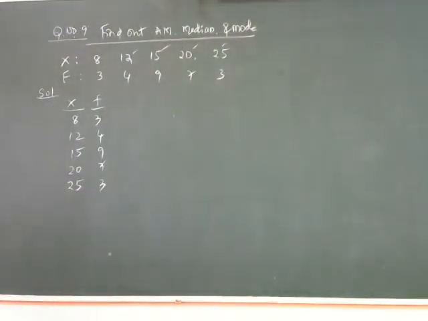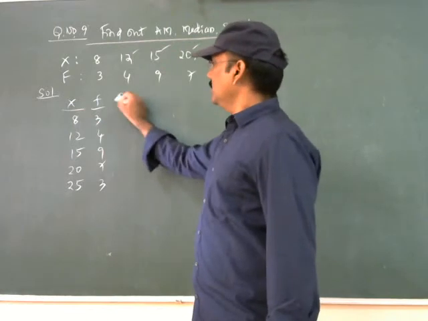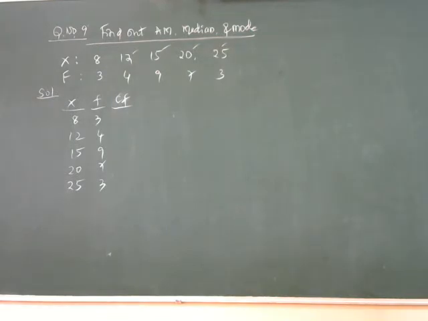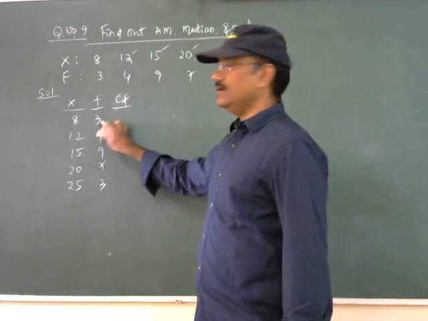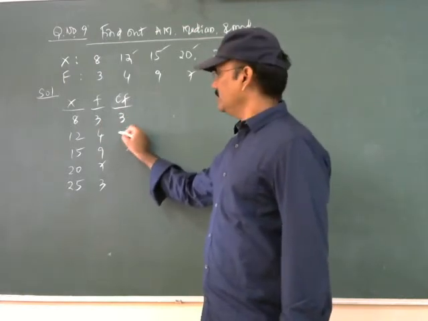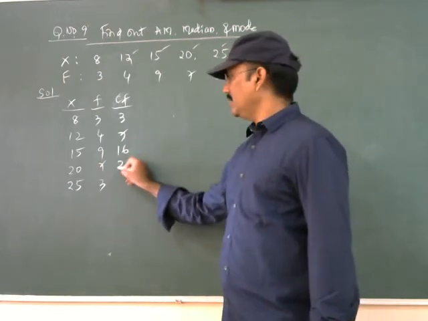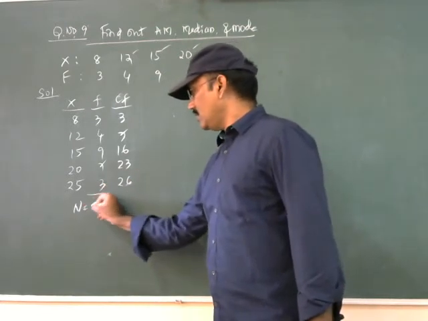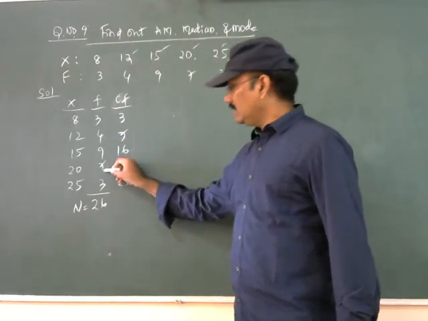Now what you have to do is multiply the numbers like this. First you have to find CF, then the remaining column. CF means what? 3, then 3 plus 4 is 7. 7 plus 9 is how much? 16. 16 plus 7 is how much? 23. 23 plus 3 is 26. If you find this total, n is also equal to 26.